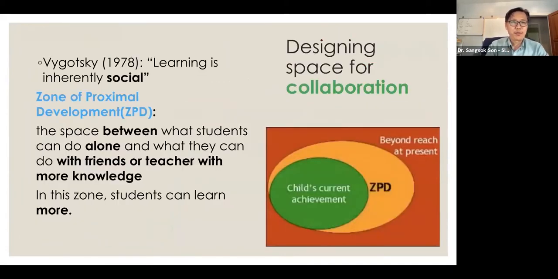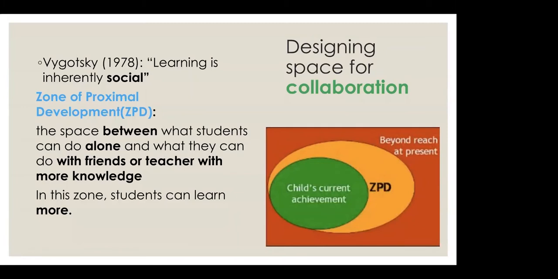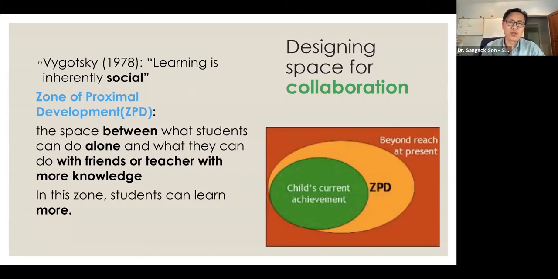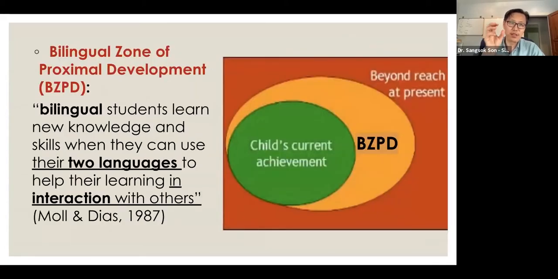So I guess most of you know the zone of proximal development. The student learns something in their zone of proximal development, okay? With the help of friends or teachers who are better able, who have more knowledge, they can learn better. But for bilingual students, they need a bilingual zone of proximal development. So bilingual students learn new knowledge and skills when they can use their two languages. Because they are bilingual, they have to be allowed to use their two languages in interaction with others who know better than them. So for our students whose home language is non-dominant, they need a bilingual zone of proximal development.